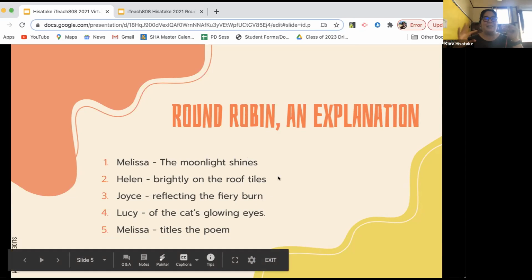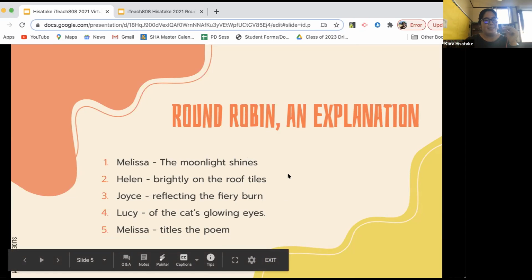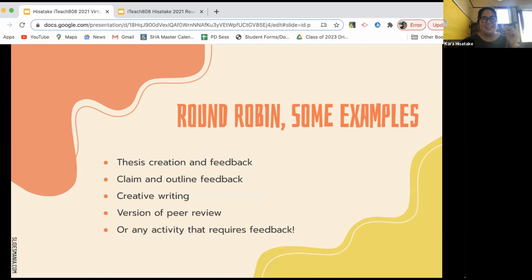So hopefully that makes sense in terms of what one possibility could be for Google Slides, and doing some collaborative work. I'm going to show you some other examples. With me so far? Let me know if you have questions. These are just things that I've been doing so far, but I think there's a lot more possibility.